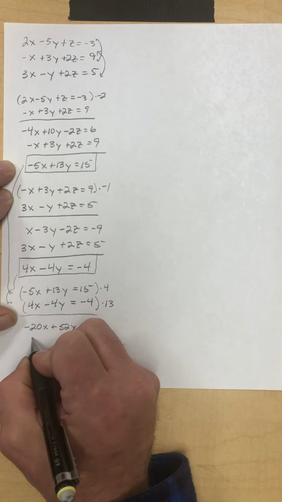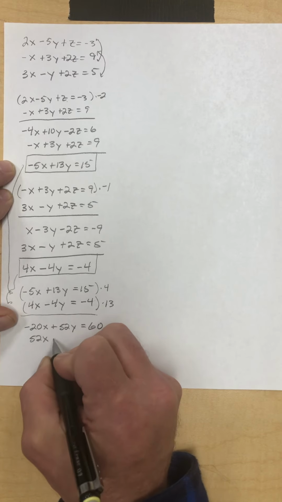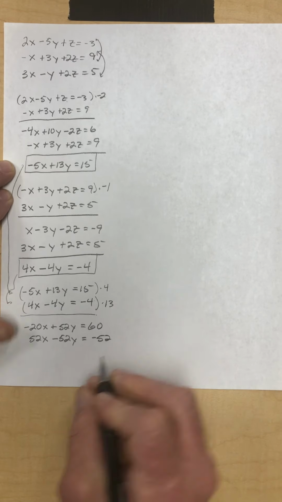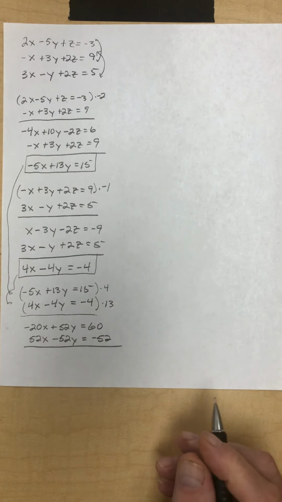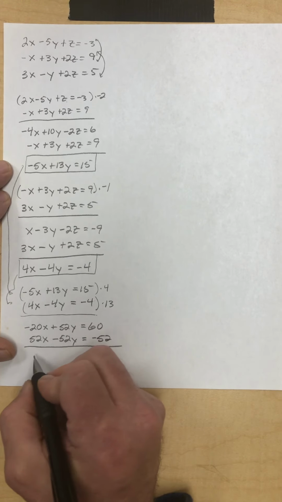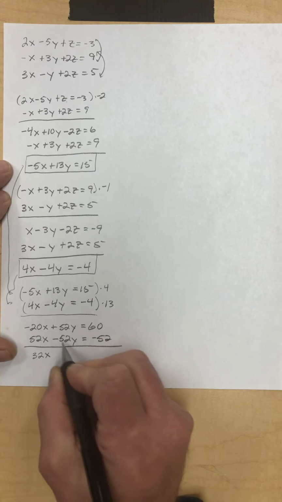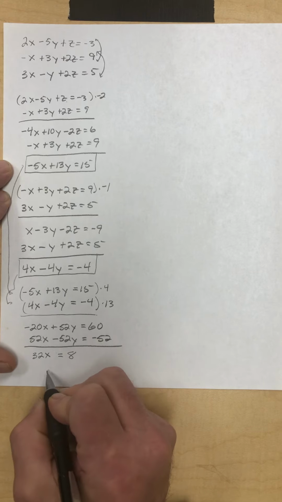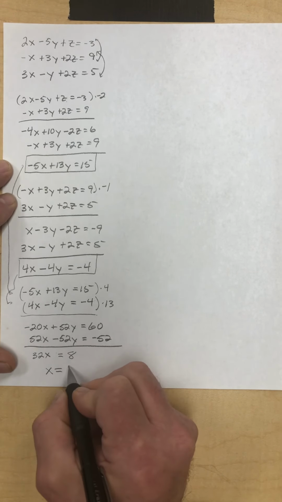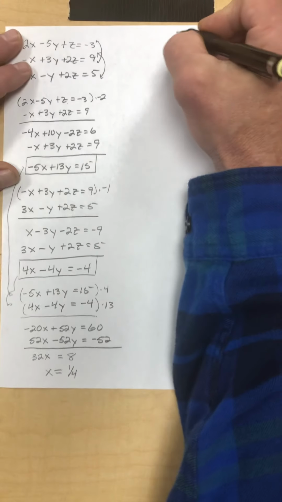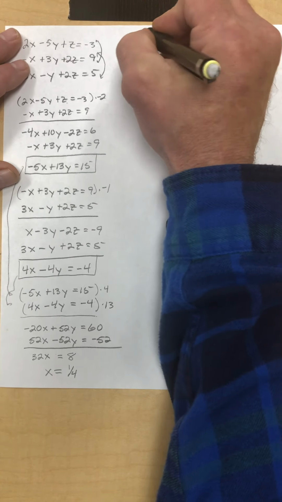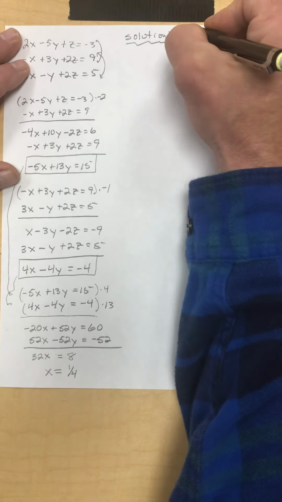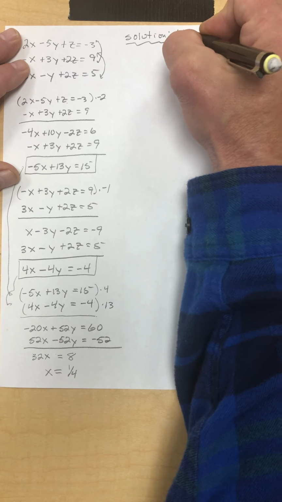And this will give me a 4 times 13. Ooh, I'm going to get 52x minus 52y equals negative 52. Didn't expect that to happen. So let's see, I add straight down, and I'm going to get 32x. These go away, equals 8. So when I divide, I get x equals 8 over 32, which is 1/4. So let's see my solution up here. I'm going to get an ordered triple, and my first coordinate is 1/4.